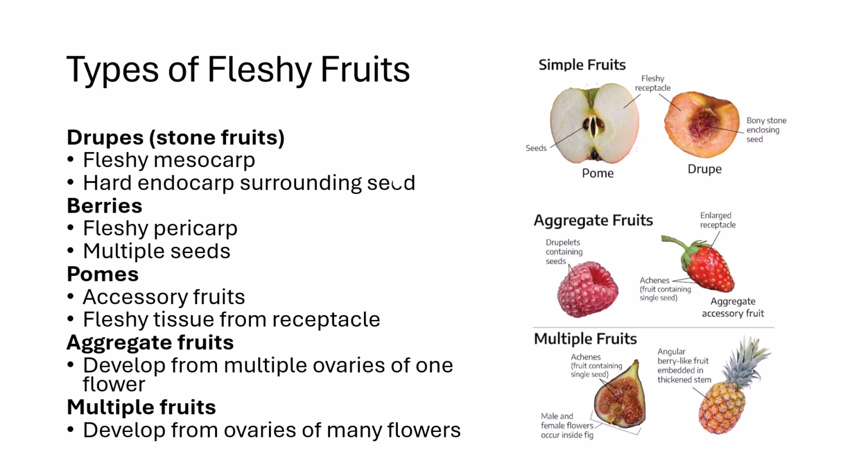Fleshy fruits can be classified into several categories based on how they develop. Drupes, sometimes called stone fruits, have a fleshy middle layer called the mesocarp and a hard endocarp that surrounds the seed. Berries have a fully fleshy pericarp and typically contain multiple seeds. Pomes, such as apples, are accessory fruits, meaning that much of the edible portion develops from the receptacle rather than the ovary alone. Aggregate fruits develop from multiple ovaries within a single flower. Multiple fruits develop when the ovaries of many flowers fuse together into a single structure.